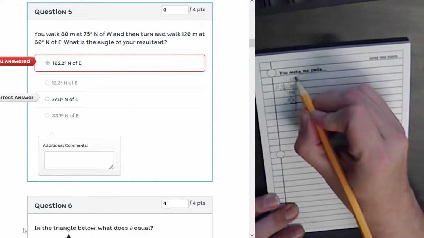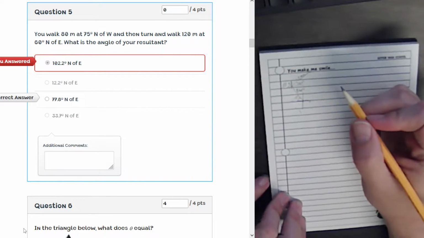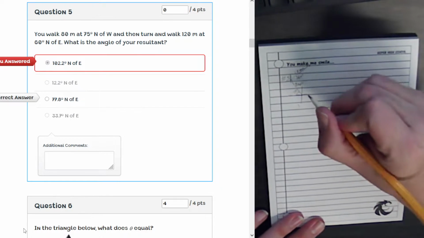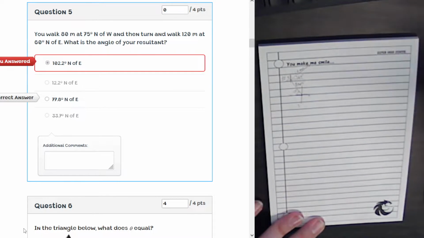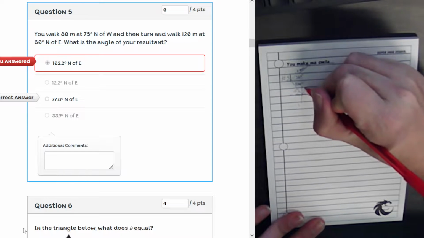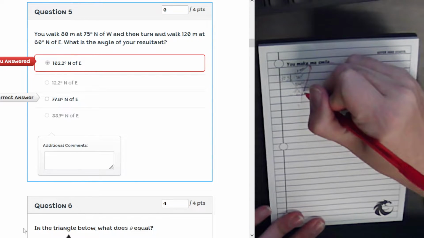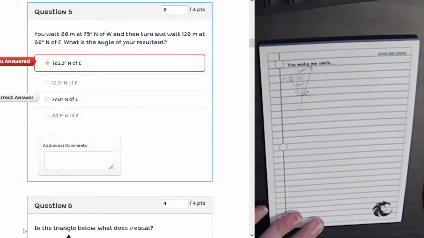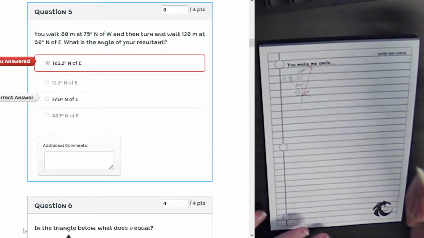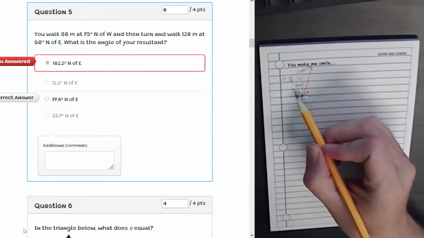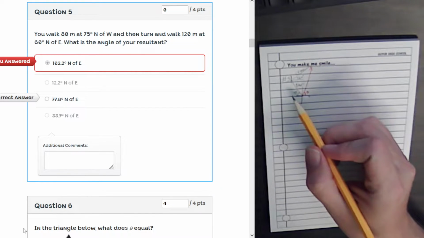And it says, okay, find the angle of your resultant. So the resultant is going to be from where we started here all the way up to there. That's our resultant. So the angle of the resultant is actually this angle right here. The easiest way to do this is to take each vector and break it into its parts.